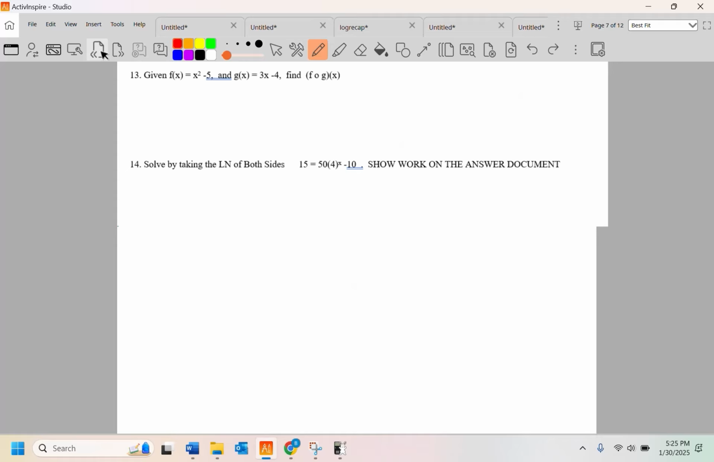So, easy stuff first. Add 10. 25 is 50 times 4 to the x. Divide out the 50. 25 over 50 has always been a half, and it equals 4 to the x. I don't need logarithms to do this one. I already know the answer. Do you?